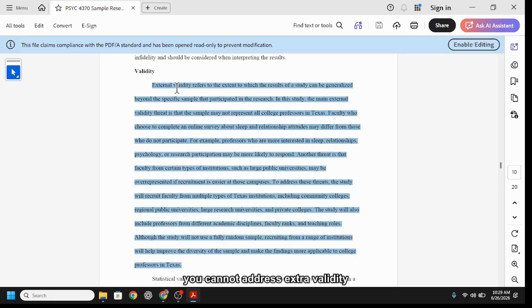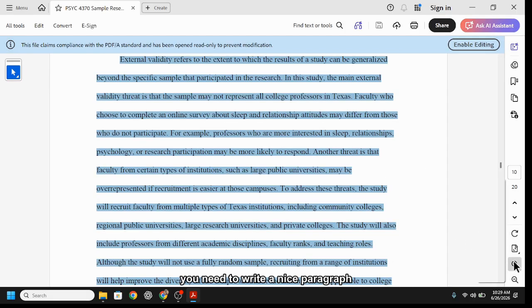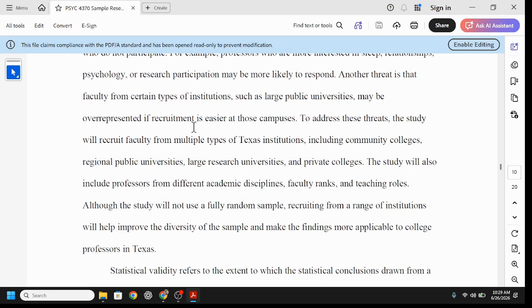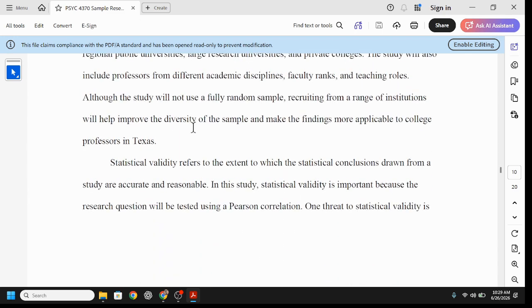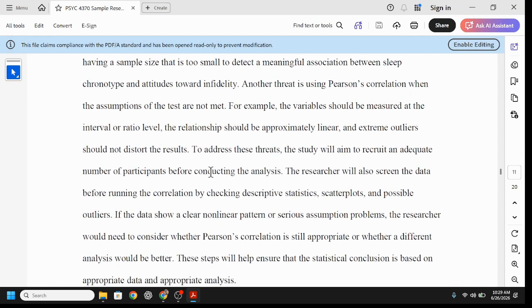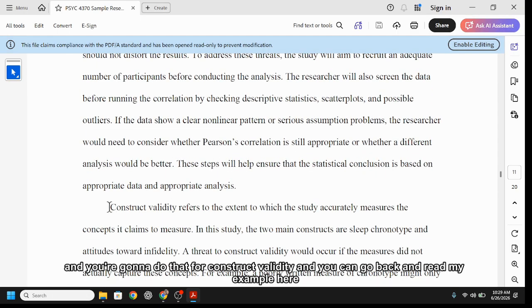You cannot address external validity in 2 sentences. You need to write a nice paragraph that defines it, tells me the threats, and then addresses them. You're going to do that for external validity. You're going to do that for statistical validity. And you're going to do that for construct validity.